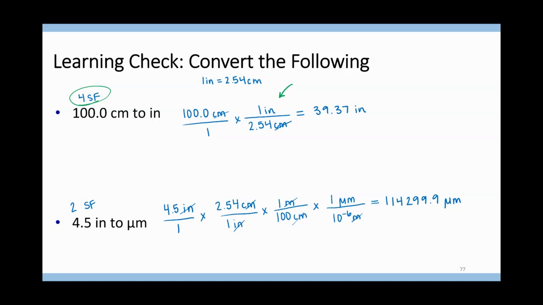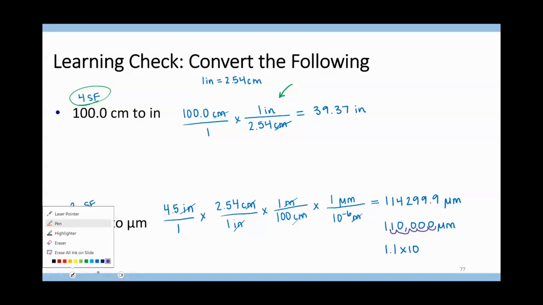But now we need to convert to two significant figures. So you can write that as 110,000, or in science we communicate with scientific notation, so that would be 1.1 times 10. Now let's trace to find what the exponent would be. So we go 1, 2, 3, 4, 5 units over. So that would be 1.1 times 10 to the 5th micrometers.